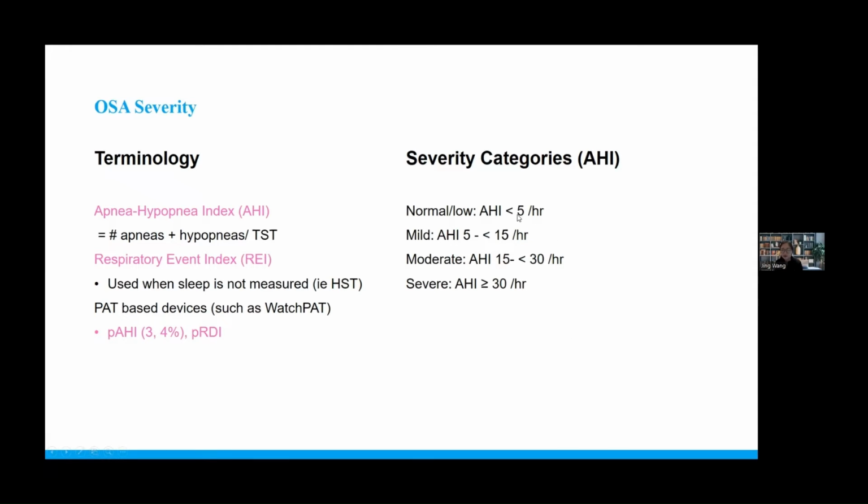And then the categories of severity are as follows. I will not go into the 4 versus 3A AHI discussion here, but for the sake of generalization for this talk, the severity categories are: an AHI of under 5 is considered normal. Mild is 5 to less than 15. Moderate is 15 to less than 30. And then severe is an AHI of greater than or equal to 30 events per hour. Okay.